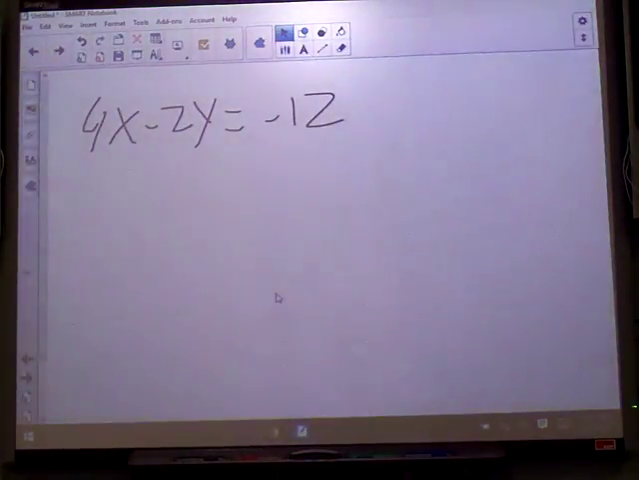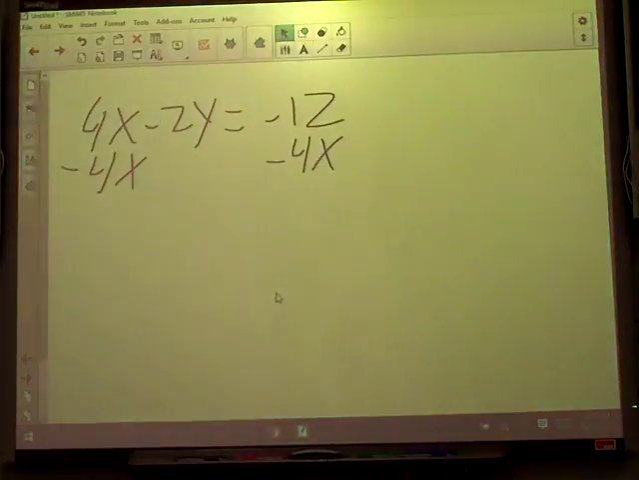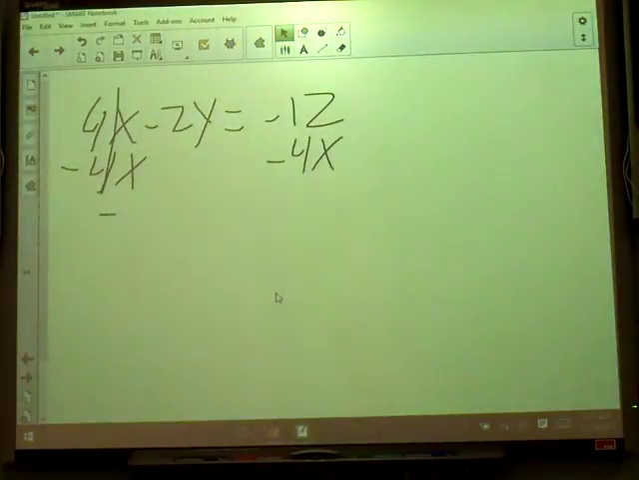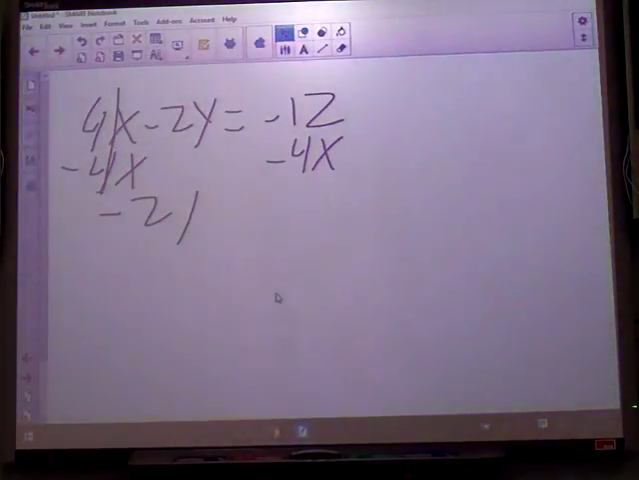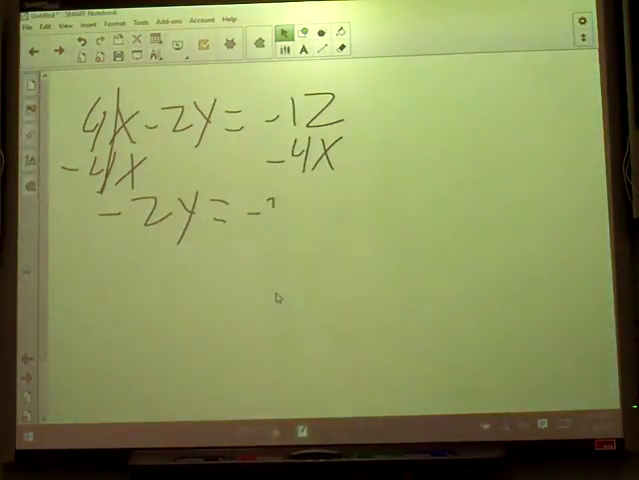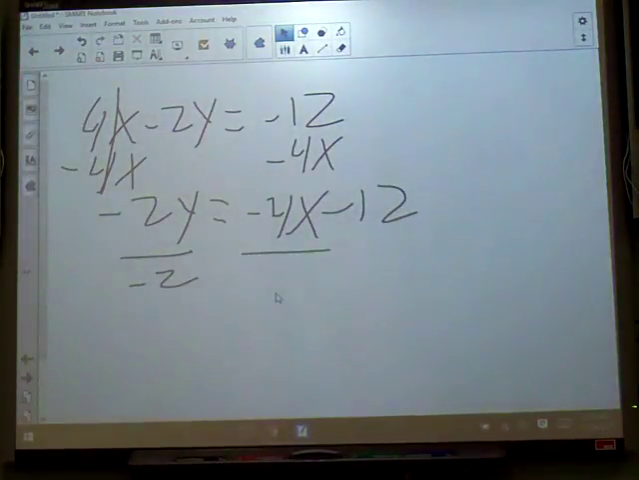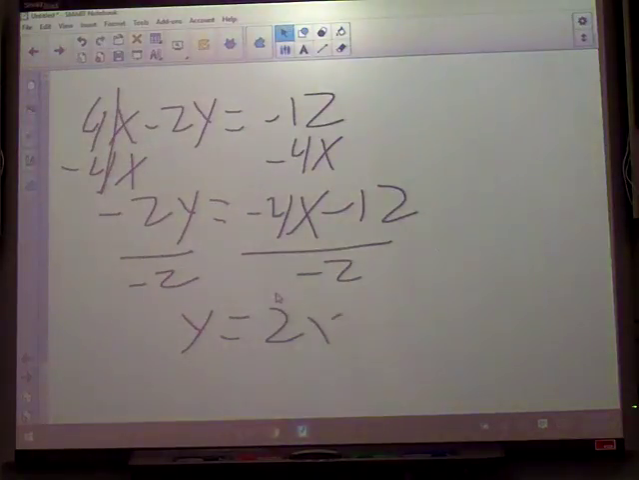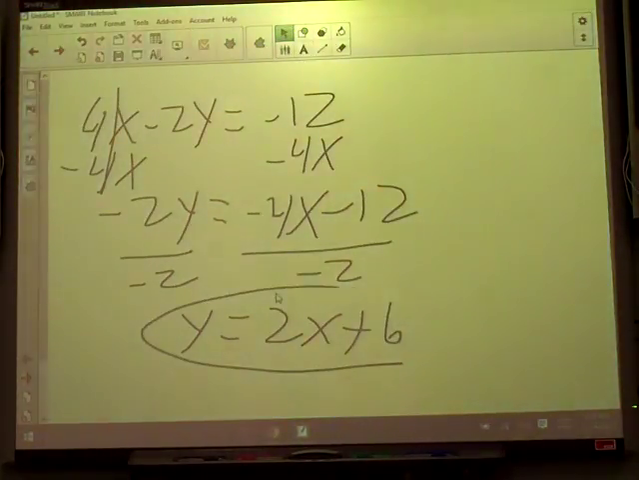So to get the y by itself, start off by subtracting the 4x from both sides. So that would give me negative 2y is equal to negative 4x minus 12. Trying to solve for y, my y is being multiplied by a negative 2. So I'm going to divide everything by a negative 2. If I divide all that by negative 2, I'd have y equals 2x plus 6.